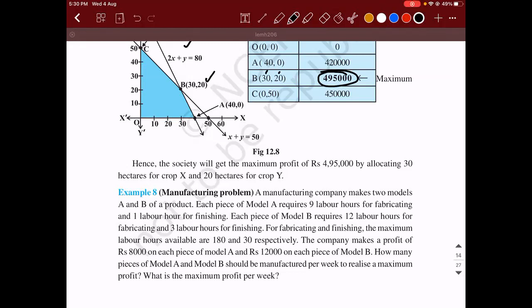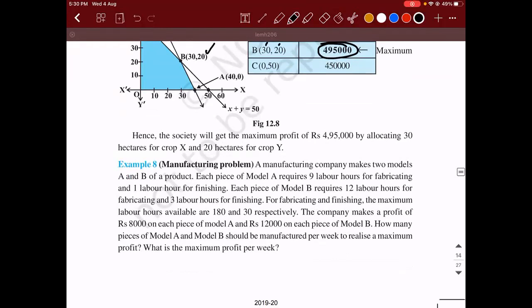Yeah. So shall we see this problem? This is based on a manufacturing problem. So in manufacturing, obviously, they will look at maximum profit, right? A manufacturing company makes 2 models, A and B, of a product. Let's say 2 mobile phones, okay?